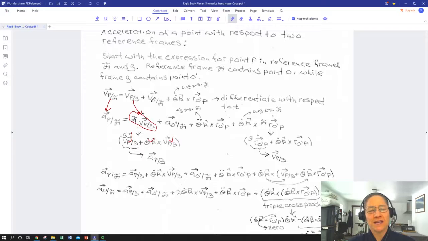Moving on to the next term over here, we're going to take the time derivative of the velocity of O prime, which is the origin of reference frame B, with respect to reference frame F. This is the translational velocity of reference frame B with respect to reference frame F. If we take a time derivative, we just get the translational acceleration of reference frame B, denoted by its origin point, with respect to reference frame F.